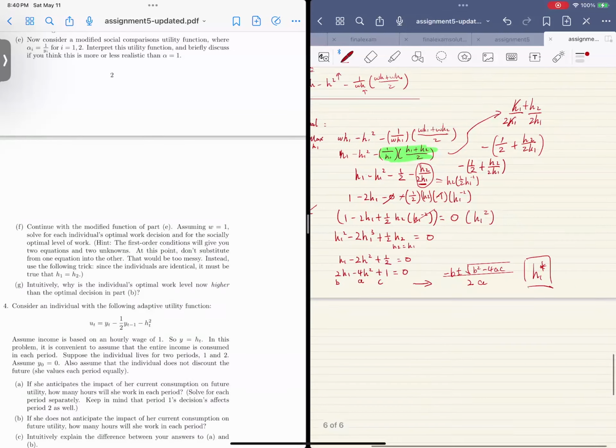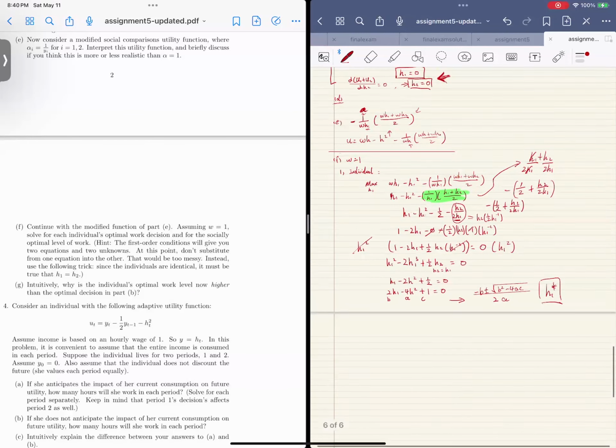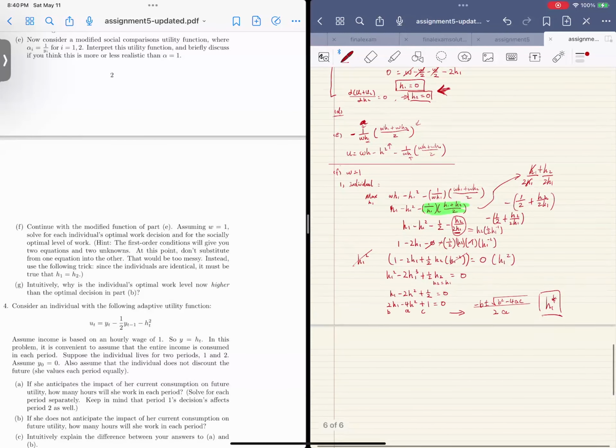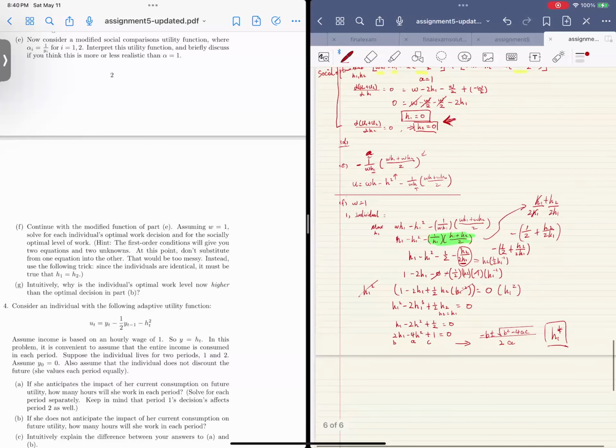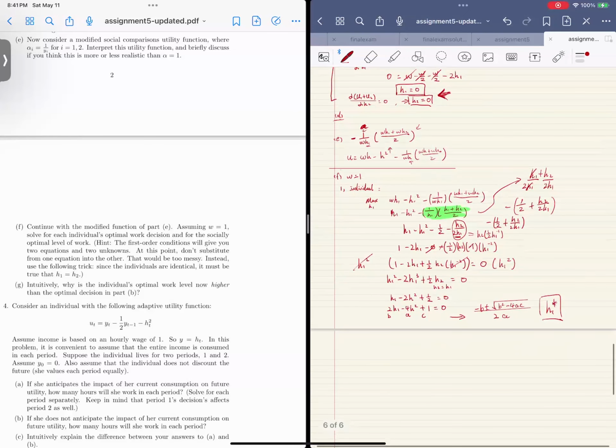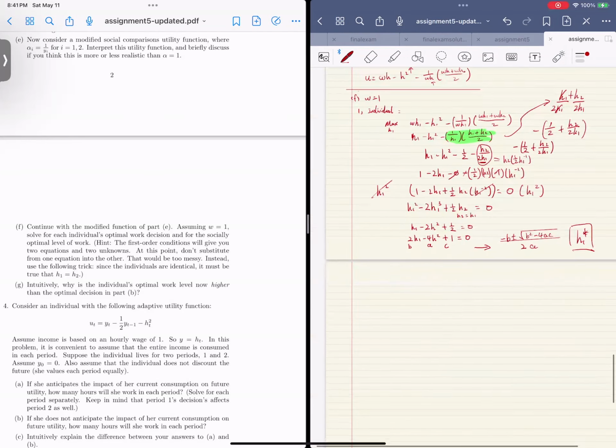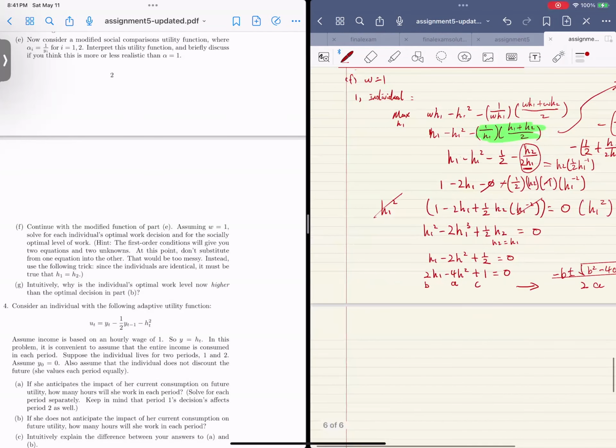Okay. Sorry, I'm making too many math mistakes. Any question on this, for the individual? Okay, for the social optimum.